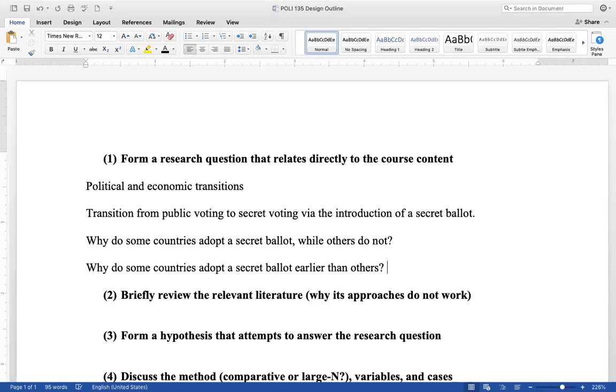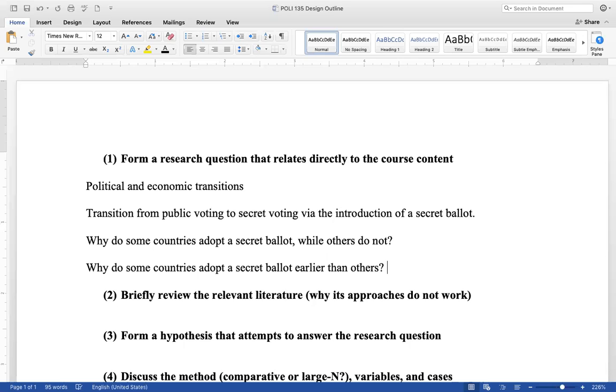These are both analytical questions, and we can study the transition from public voting to secret voting via the introduction of a secret ballot by asking these kinds of questions. And so just pick your topic that you like and then just turn it into a why question by identifying some variation in that topic.